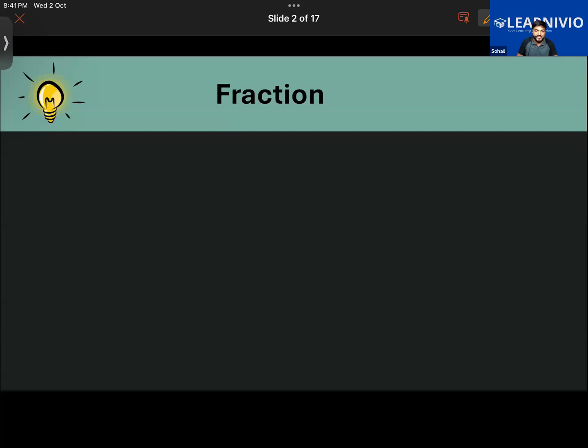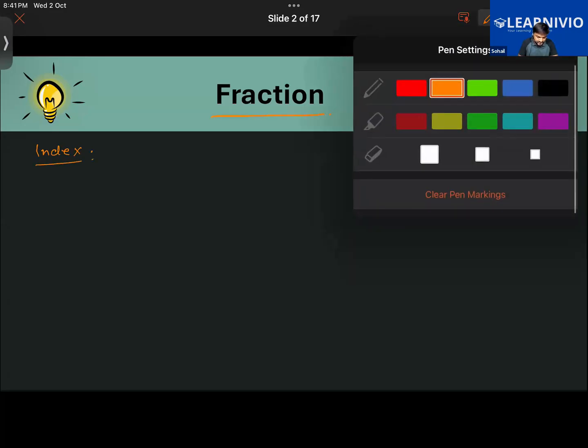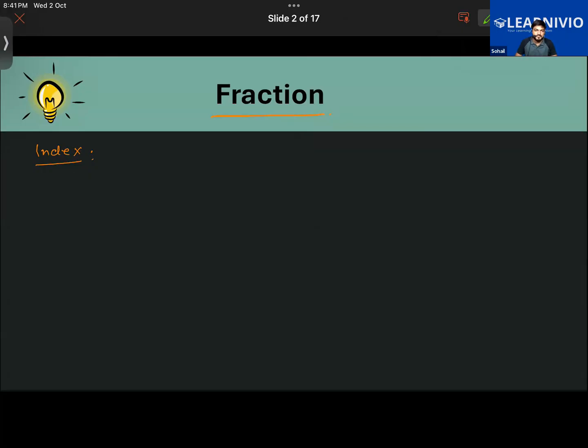So in the chapter, let me give you what we are going to learn. Write the name of the chapter, that is Fraction, and write down the index here. Done. In this, write down the first topic, fraction. Further, write below the index, representation of fraction on a number line.